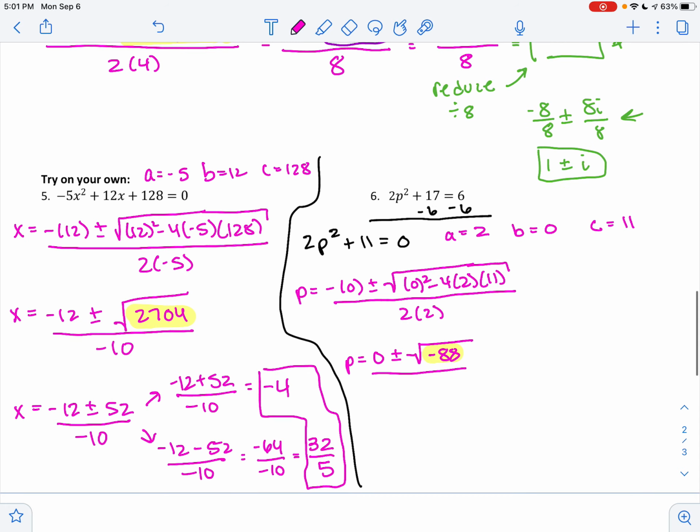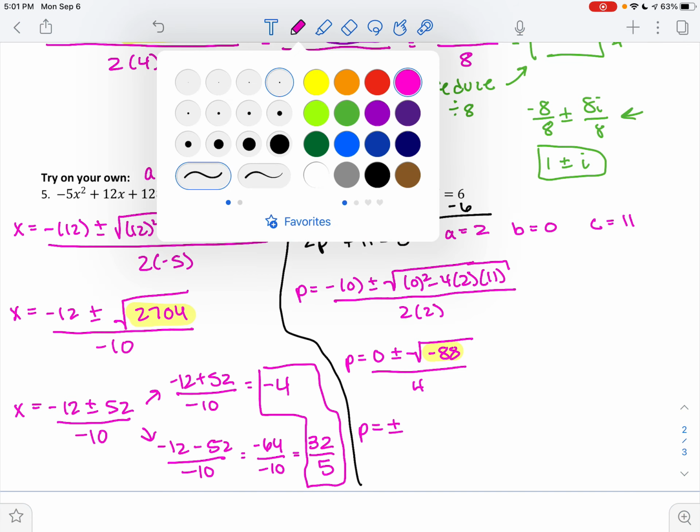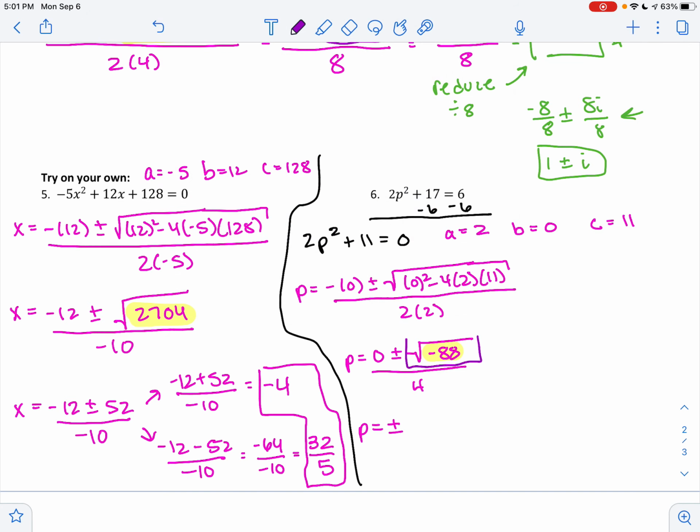And 2 times 2 is 4. Well, 0 plus or minus anything, the 0 doesn't change it, so I can go ahead and drop that 0. And so I'll have p equals plus or minus. And the next thing that I want to do is simplify the square root of negative 88. I can break this up into the square root of 88 times the square root of negative 1.